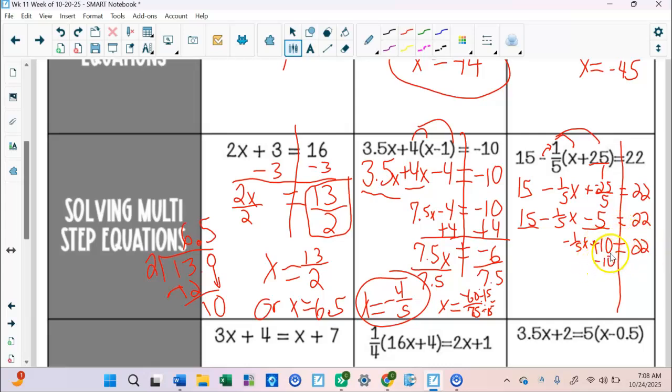Minus 10 to undo addition. Okay, now, again, the way I teach this to students is multiply by the reciprocal. The reciprocal means you don't change the sign. It just means you flip it upside down. So now I got x equals negative 60.